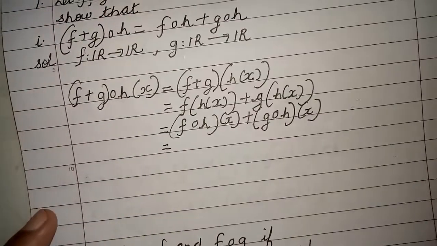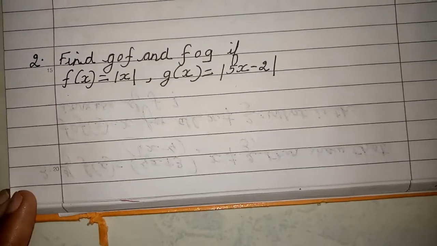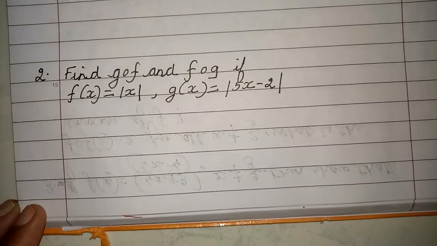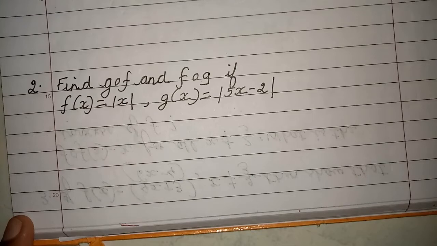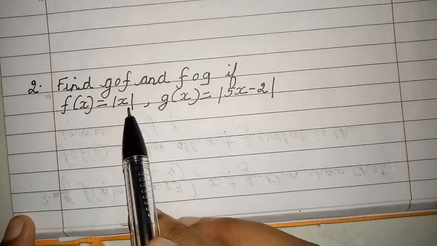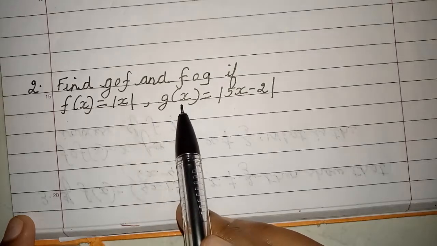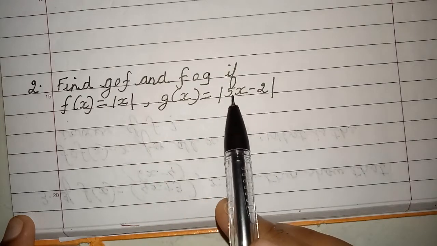Okay, now let us take another problem. Let us move to the second problem. The second problem is saying that you are going to find g composite f and f composite g, if f of x equals the modulus function of x and g of x is again the modulus function of 5 times x minus 2.